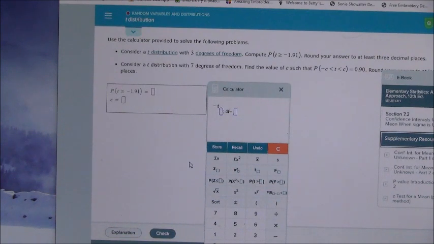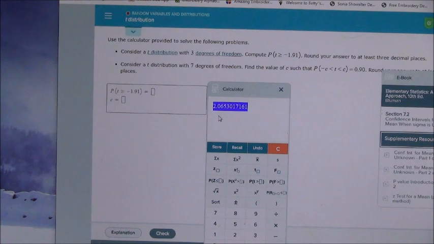So my area was 0.9671. Since I was doing the area to the left, I made that negative. And my degree of freedom is going to be 10. And I'm going to hit equals. And you can see I get the same answer here. If I go to 3 decimal places, I'm going to use 2.065.